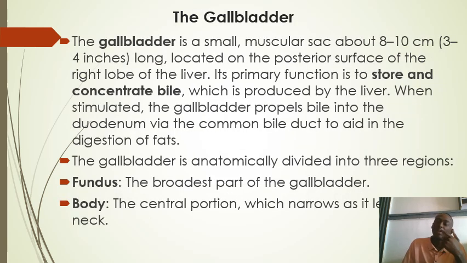So now the gallbladder. The gallbladder is a small muscular sac about 8 to 10 centimeters long, located on the posterior surface of the right lobe of the liver. Its primary function is to store and concentrate bile, which is produced by the liver when stimulated. The gallbladder helps propel bile into the duodenum via the common bile duct to aid in the digestion of fats. The gallbladder is anatomically divided into three regions: the fundus, the body, and the neck.